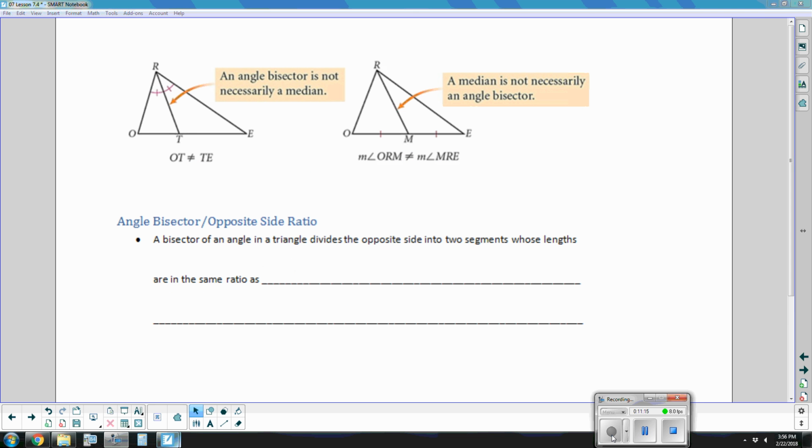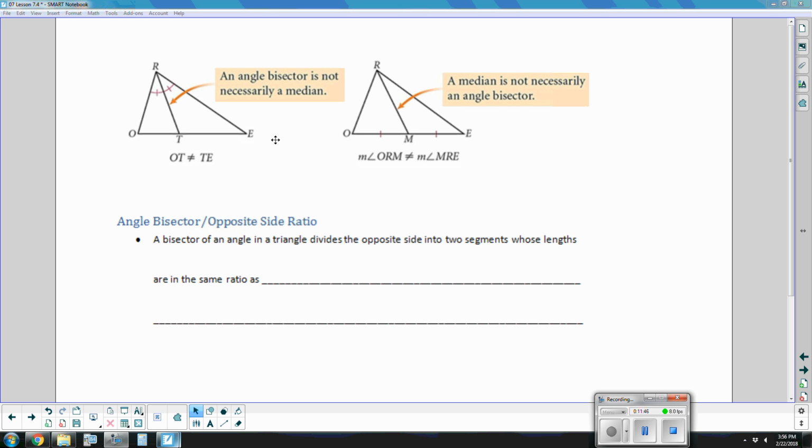Now in this next part, the next conjecture that we're going to look at is the angle bisector to opposite side ratio. So we're looking at our angle bisector, and then we're looking at the opposite side. It's not necessarily true that an angle bisector is going to be the median. It's only going to be the median if it's an isosceles triangle. So we're going to work with the scalene triangle that we've been using.